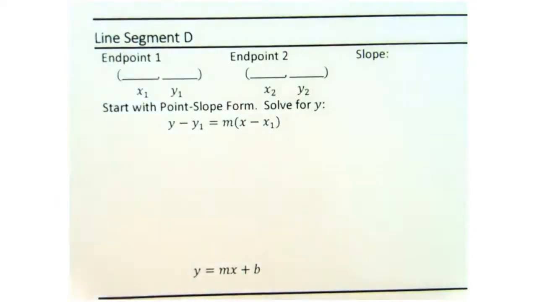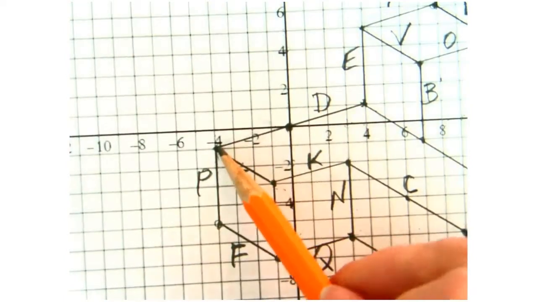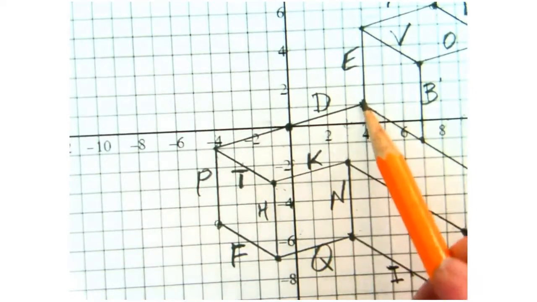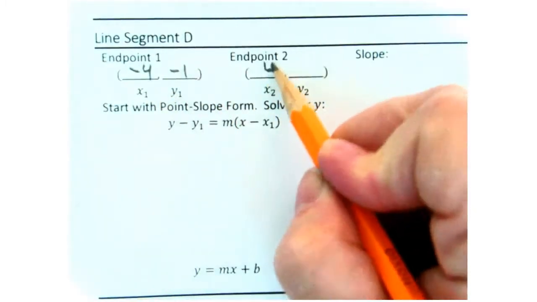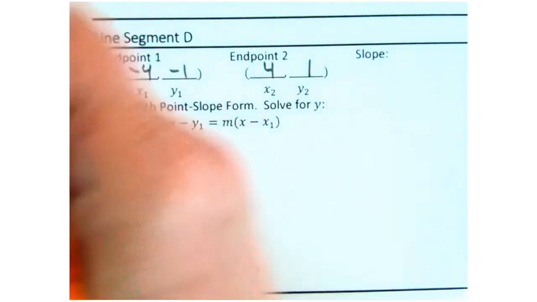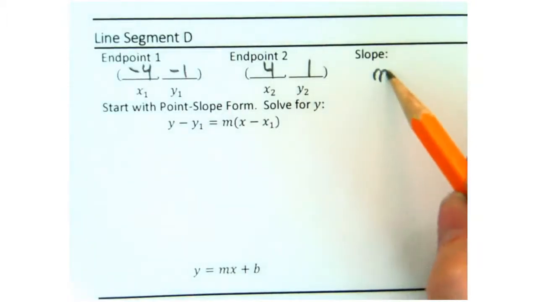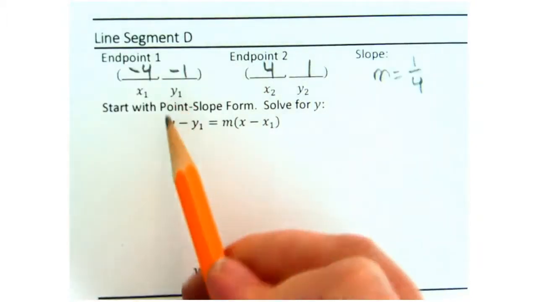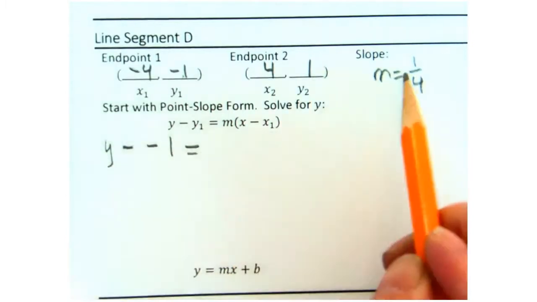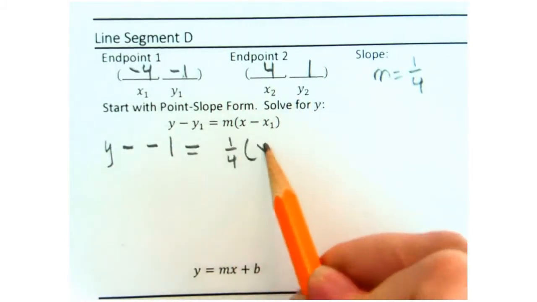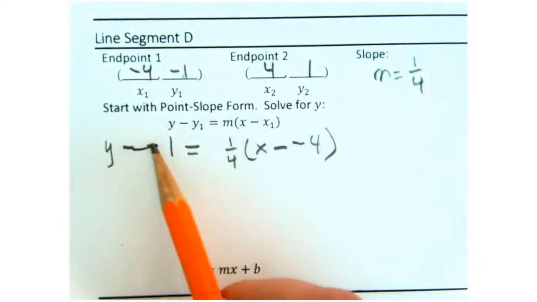Lastly, we'll do line segment D. Find the endpoints and the slope. The endpoints are negative 4, negative 1, and 4, positive 1. Fill in the formula, fill in the points. The slope is positive. Up 1, right 4. M equals 1/4. Fill in the formula. Y minus negative 1 equals 1/4 times x minus negative 4. Change both minus minuses to plus.